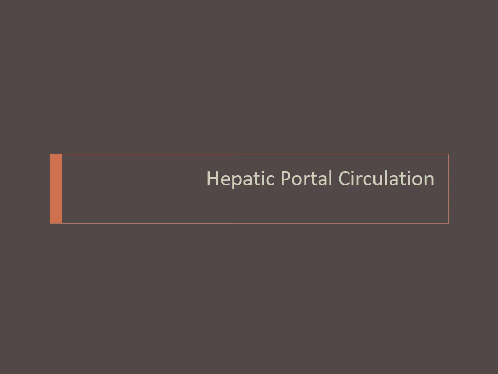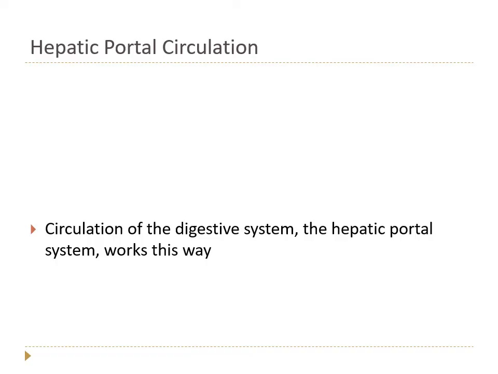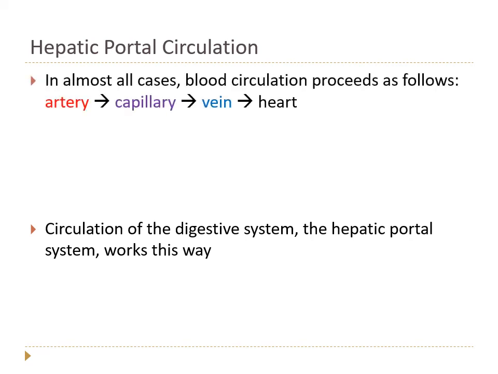Another interesting circulation is the hepatic portal circulation, and this one's really weird. But anyway, normally blood goes from the heart and lungs out through arteries, eventually gets to capillaries, then drains into the veins, which take it back to the heart, right? That's what we've been talking about, this one-way system. It's always artery, arterioles, capillaries, venules, veins, and then back to the heart.